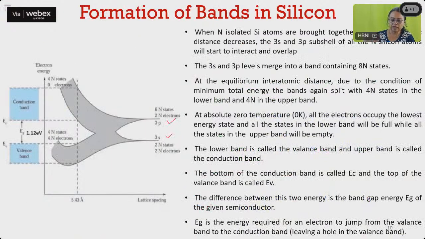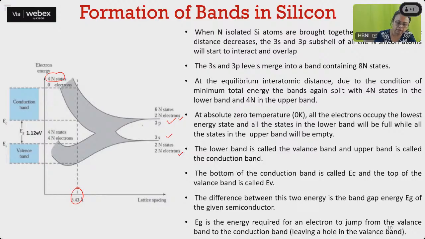So we have 2 electrons in the 3s state and 2 electrons in the 3p state, so we have 4n states now, when n silicon atoms merge together. At the equilibrium interatomic distance, which is around here, due to the condition of minimum total energy, the bands will again split with 4n states in the lower band and 4n in the upper band.